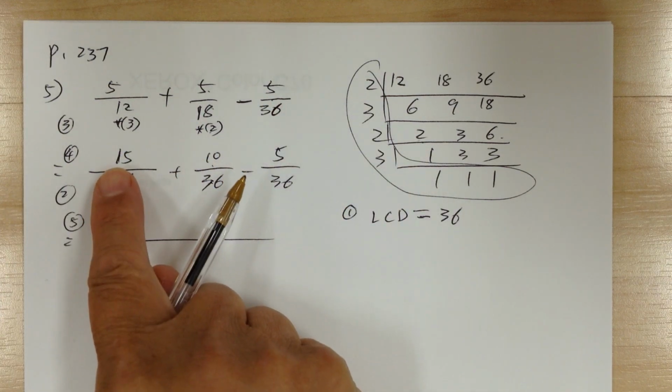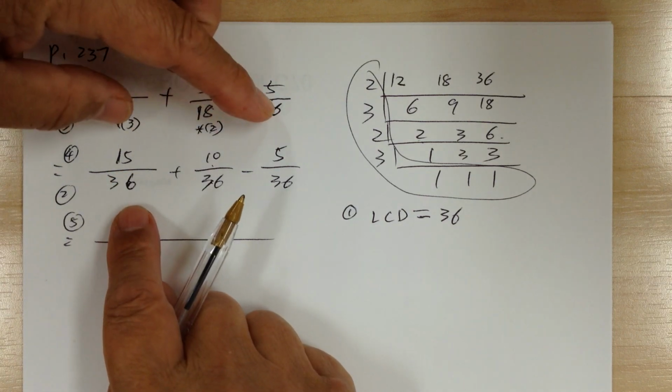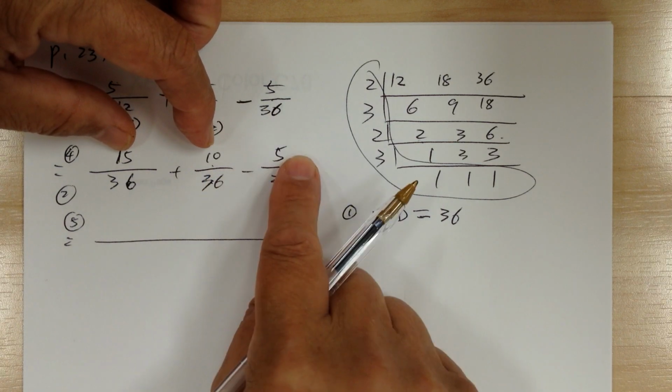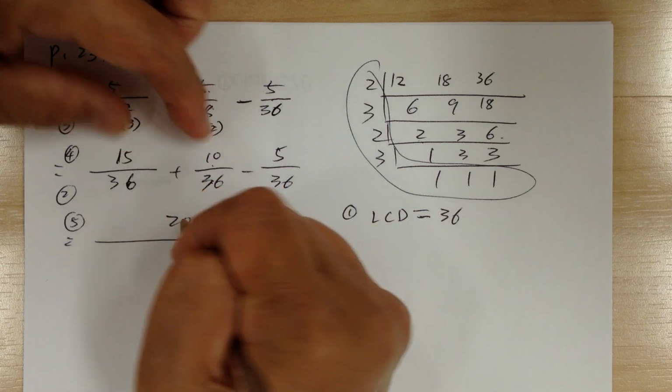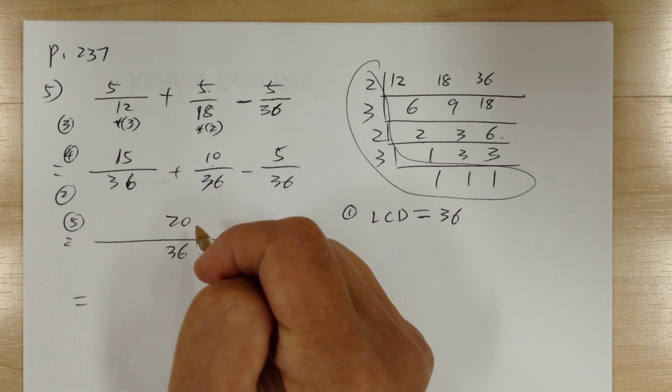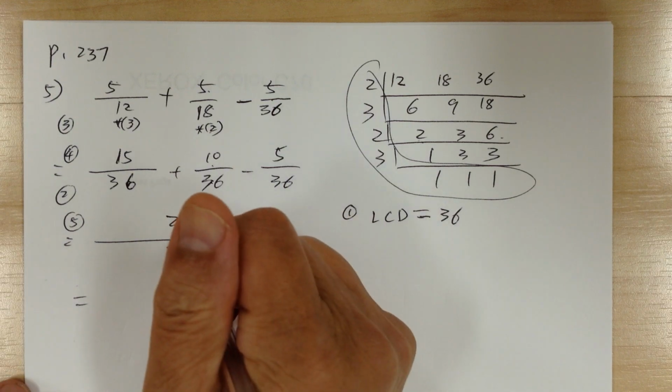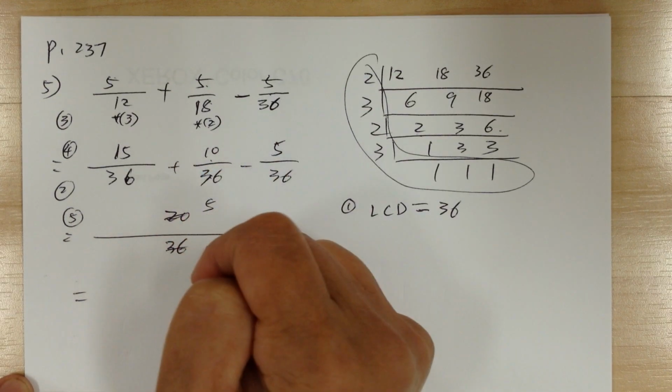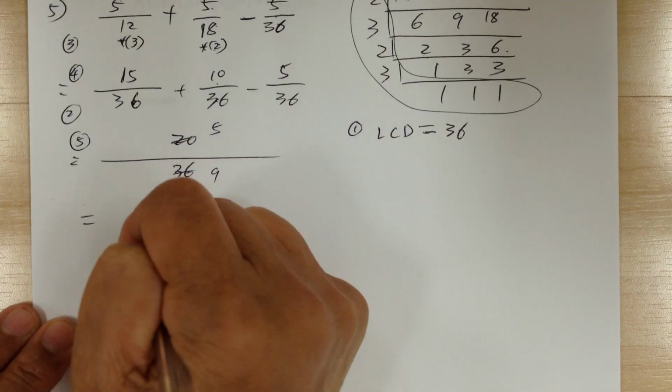This will give you 25 minus 5, which gives you 20 over 36. And this one you can reduce by 4. So divide by 4, you get 5, and divide by 4, you get 9. So the answer would be 5 over 9.